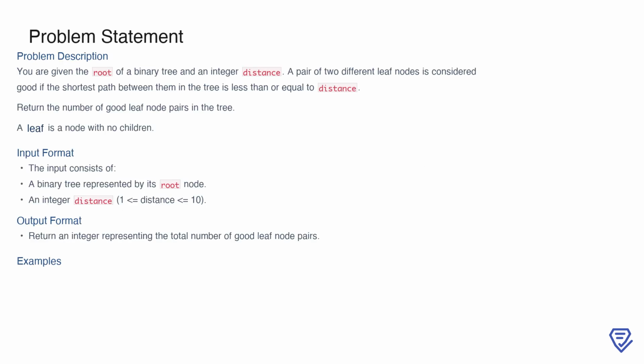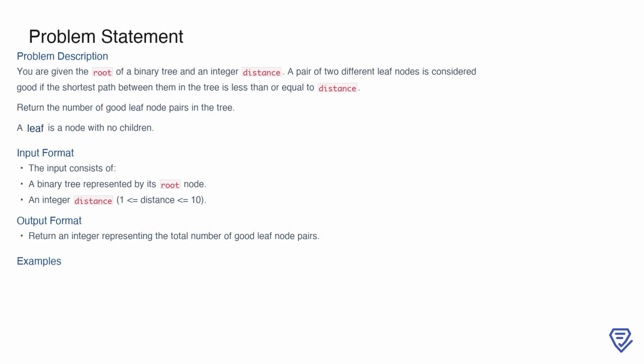In this problem, we're working with a binary tree and an integer value called distance. The goal is to find pairs of leaf nodes in the tree that meet a specific condition. A pair of two different leaf nodes is considered good if the shortest path between the two nodes is less than or equal to the given distance. Your task is to return the total count of such good leaf node pairs.